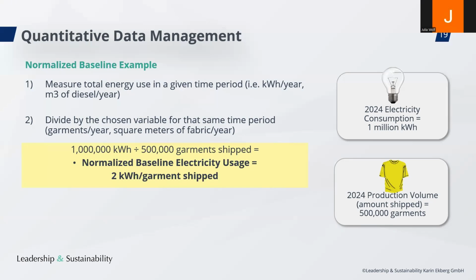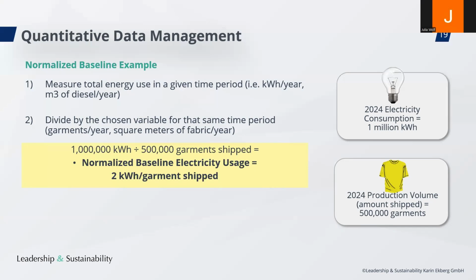Always you have the total consumption value and you divide by your production volume. So there can be 500,000 garments, it can be 5,000 kilogram of fabric or something else. But this is the approach to normalize.